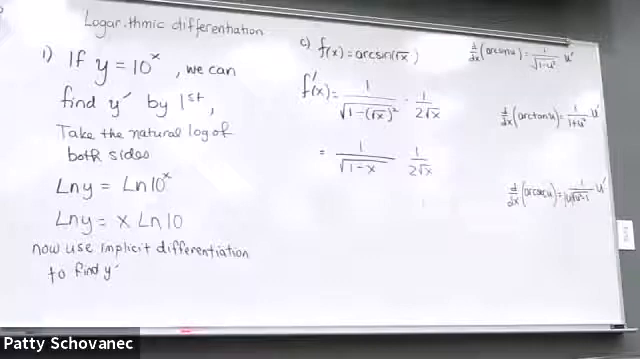So let's do it again. Let's change it up a little bit. What's your favorite number? 7. So let's let y equal 7 raised to the, I don't know, let's say x squared power. And let's do the same sequence of steps. Take the natural log of both sides. Our goal is to find y prime.